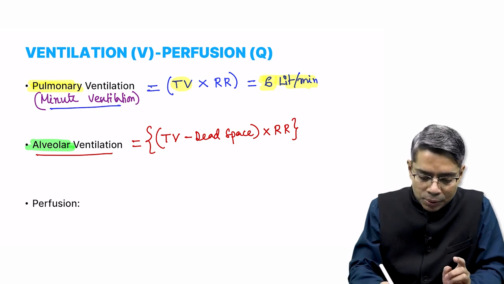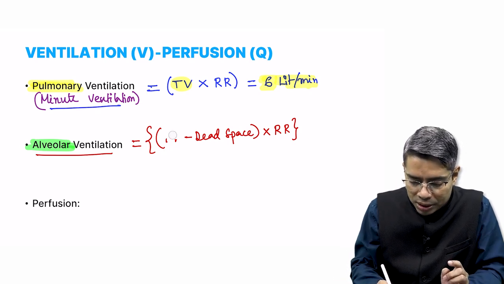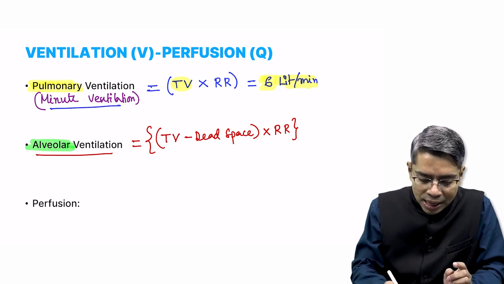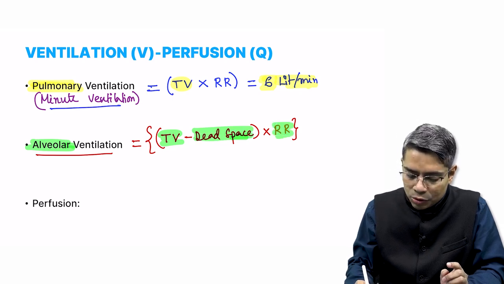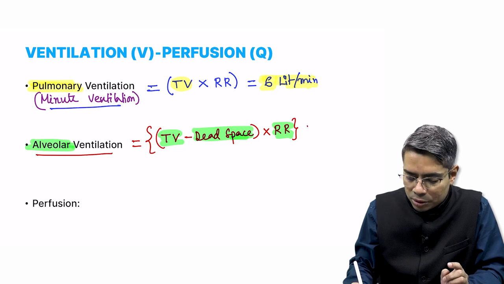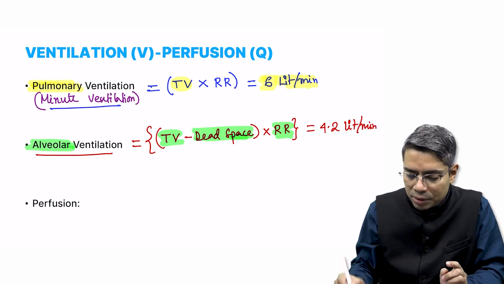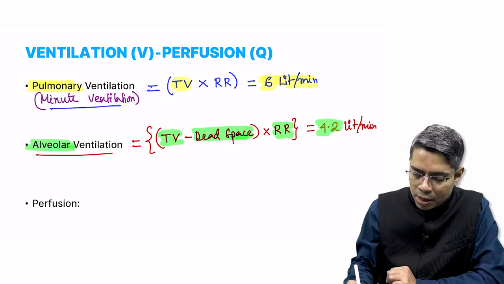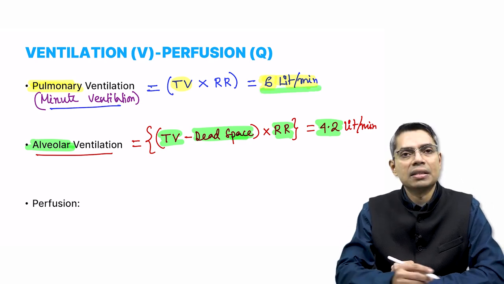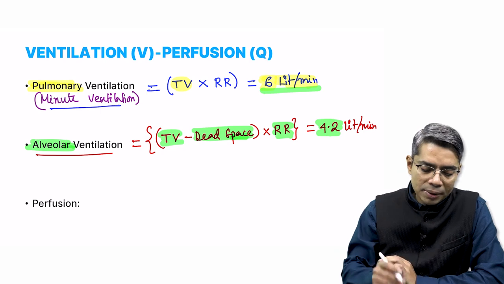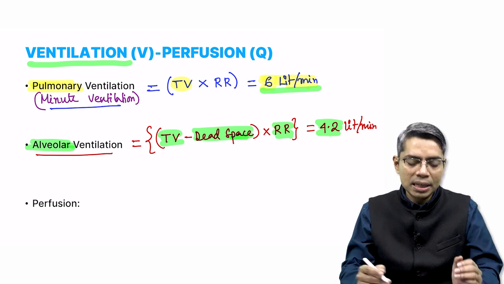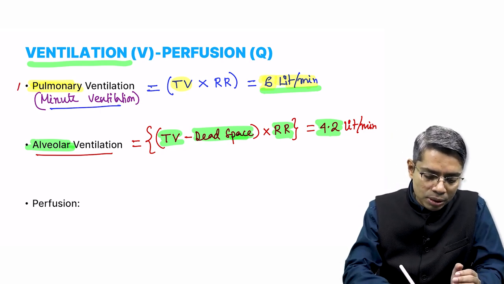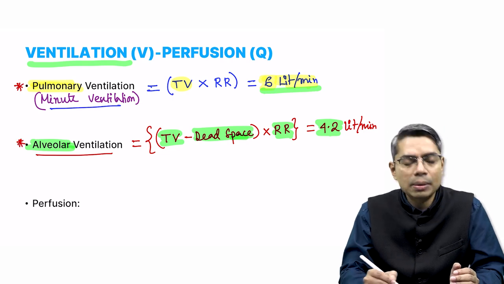Simply, if you put the normal values, the tidal volume is approximately 500 ml, the dead space volume is 150 ml, and the respiratory rate is 12 to 14, you are going to get approximately 4.2 liter per minute. So the value of the alveolar ventilation is 4.2 liter per minute, whereas the value of the pulmonary ventilation is 6 liter per minute. Now whenever we talk about the ventilation perfusion ratio, which ventilation should we consider? Should we consider the pulmonary ventilation, or the alveolar ventilation?